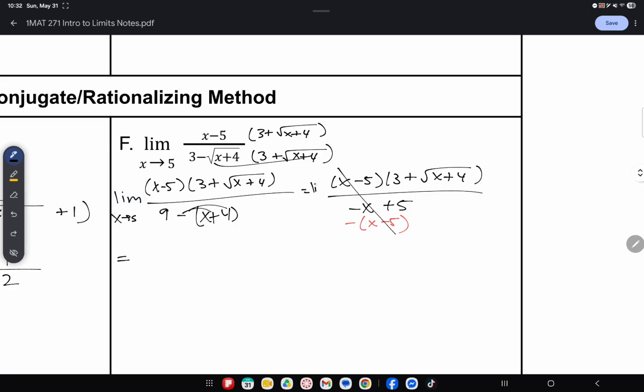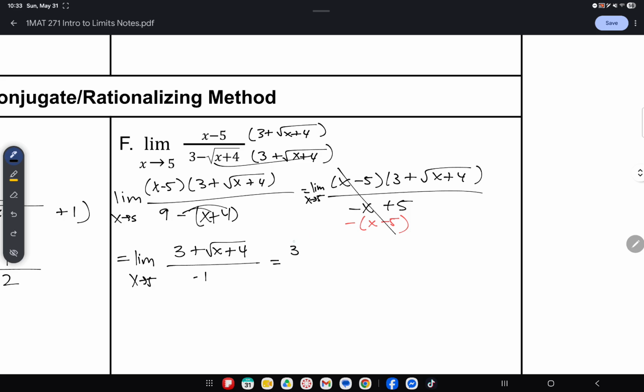Oh my gosh, I've dropped my limit notation. Limit as x goes to 5. So now the numerator is just 3 plus the square root of x plus 4. And then the bottom, I'm just left with a -1. Now I can do a direct substitution in.